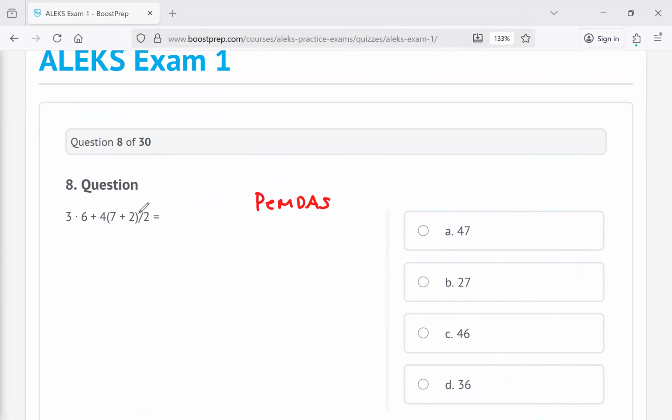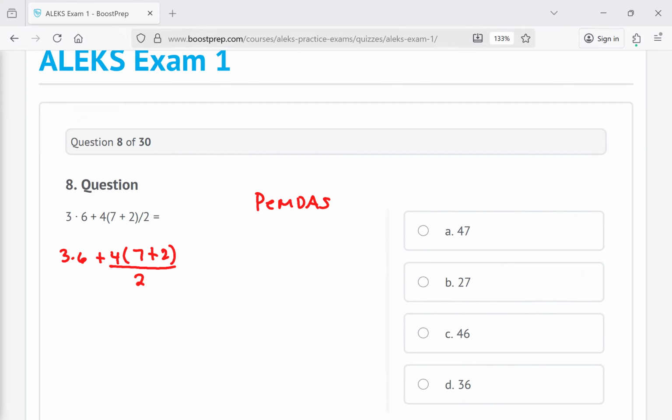And then you have this slanted line. I don't like slanted lines. So what you could do is rewrite this problem as 3 times 6 plus 4 times 7 plus 2. And then the slanted line is the same thing as a horizontal line, all of 2. Okay, so I rewrote it to make my life easier. So what would I do next?